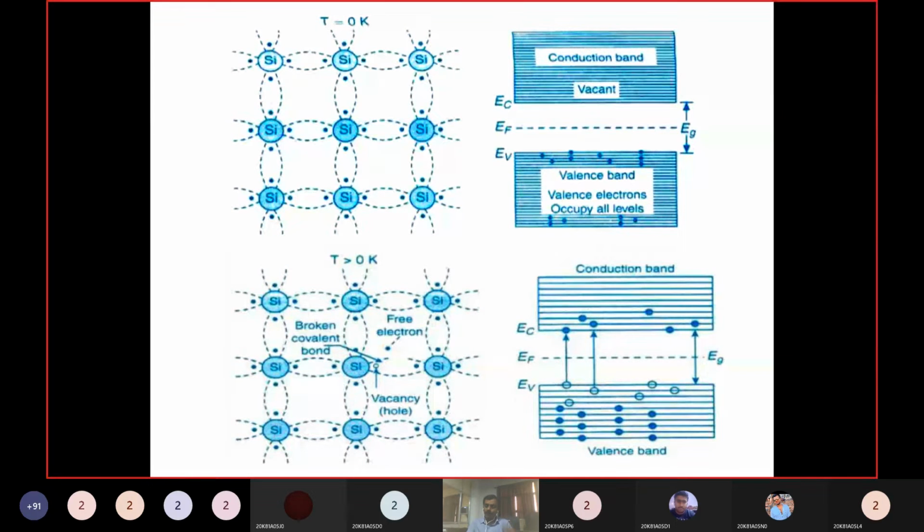Any doubts on valency band and conduction band, students? Okay. So this is about the valency band and conduction band.